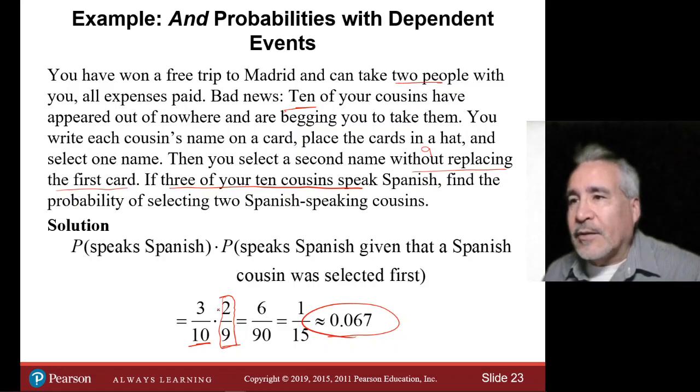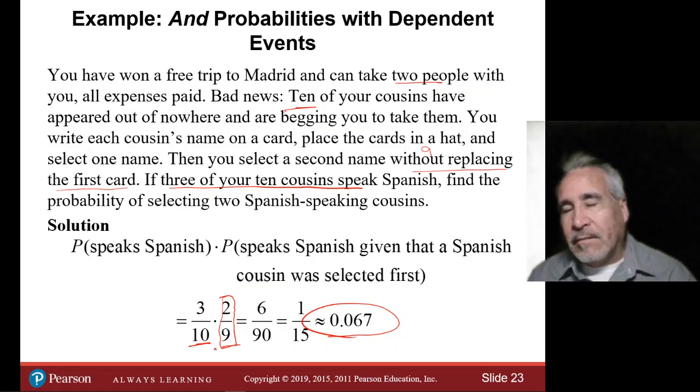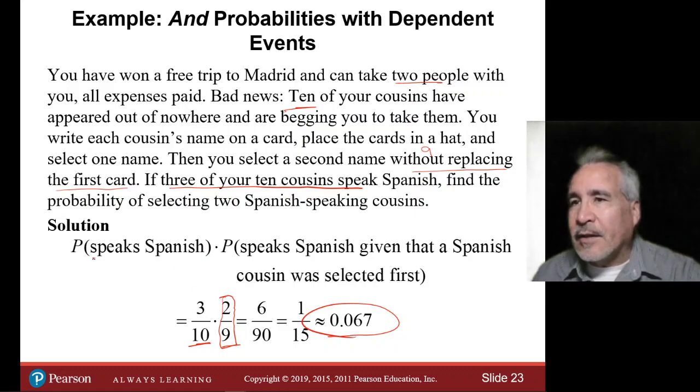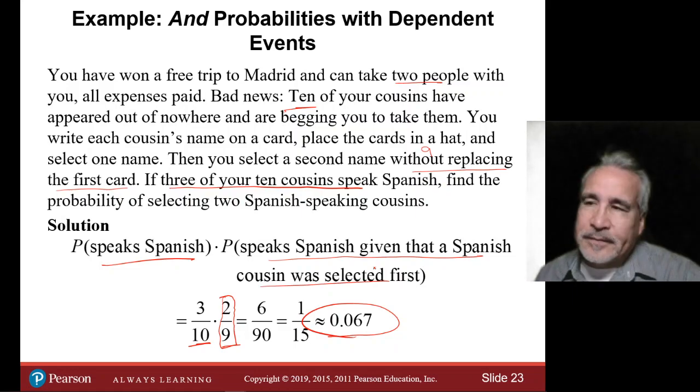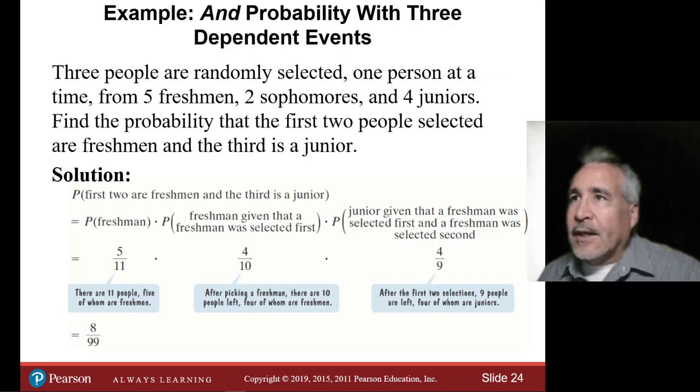67%. Okay, so get the idea of these dependent events. The second event depended upon the first one. Okay, and the way it's phrased, we want the probability that both speak Spanish. So the second one speaks Spanish, given that a Spanish-speaking cousin was selected first. Okay, let's see this one.